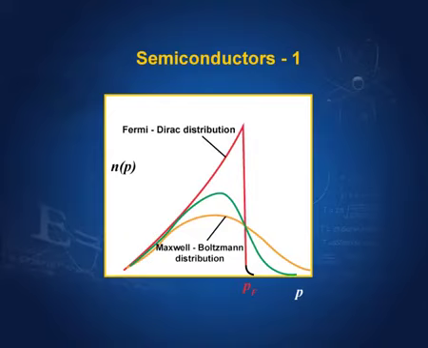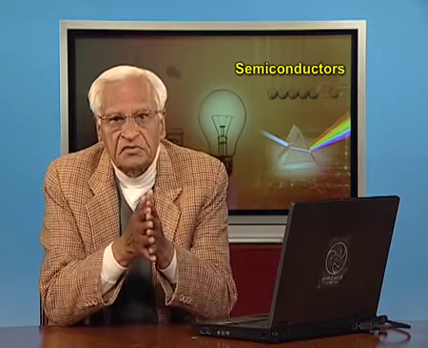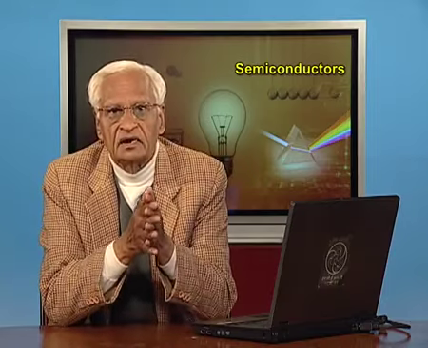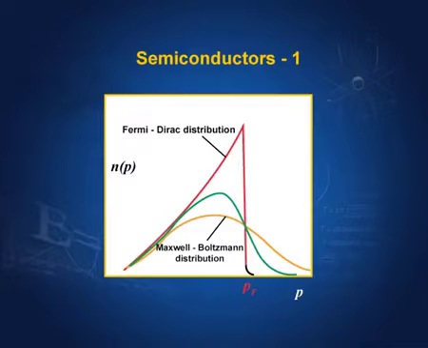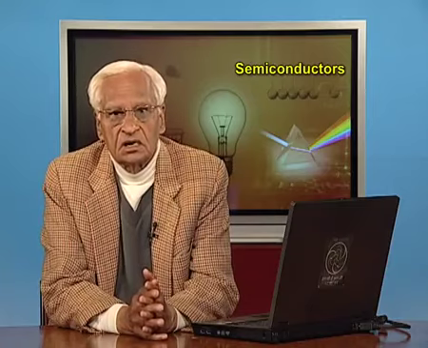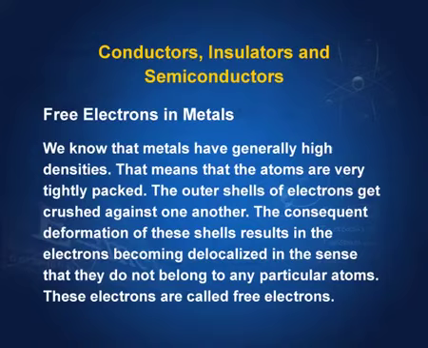Today, we start with the study of semiconductors. We shall first of all distinguish between conductors, insulators and semiconductors. So, to start with, let us see what free electrons are in the metals. We know that metals have generally high densities. That means that the atoms are very tightly packed.